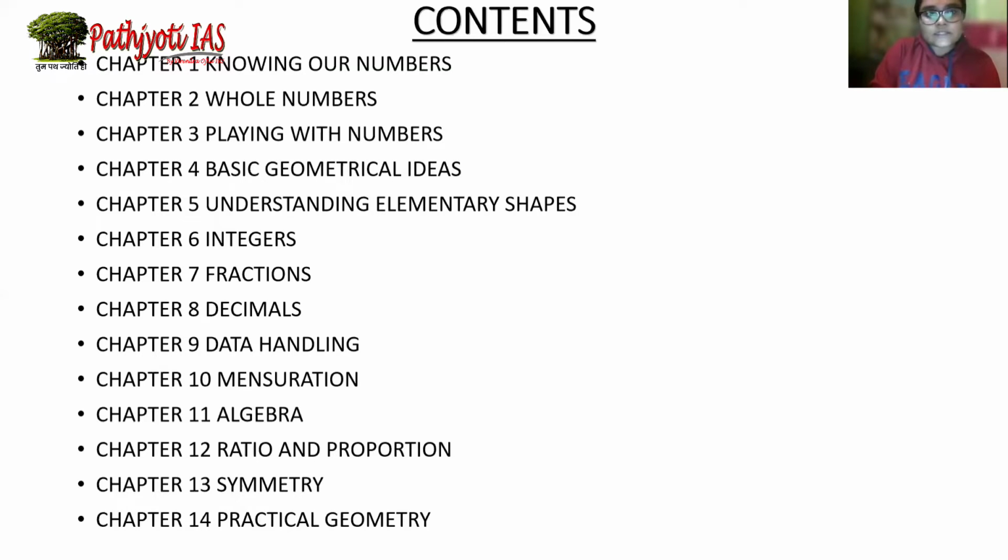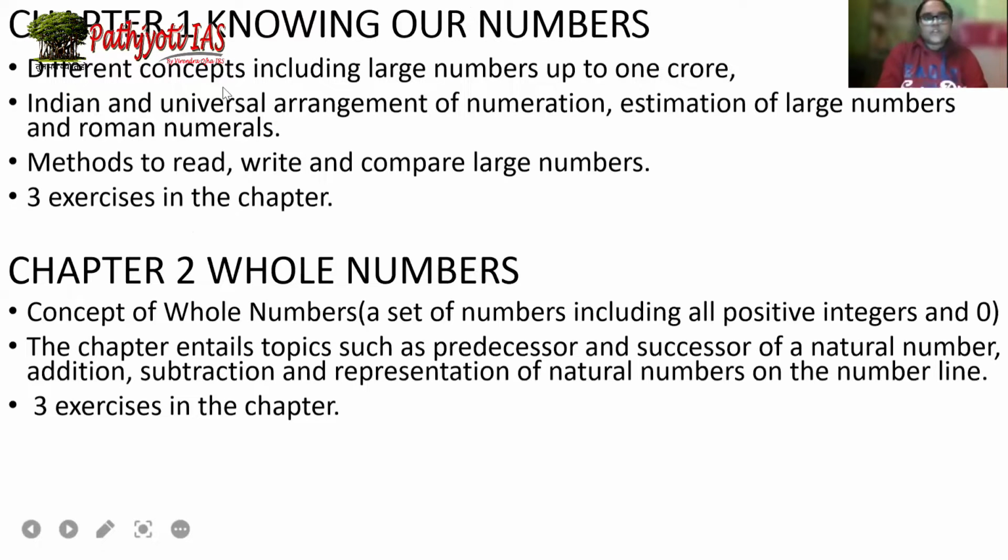Okay. So to go into a little more detail about chapter one, first, in this particular area, knowing our numbers, we will learn about large numbers, and then we'll also understand the Indian and the universal arrangement of numeration. So as we know, in the universal arrangement of numeration, there is a 3-digit split, like for million or billion, but in the Indian arrangement of numeration, there is a 3-digit split, and then we go forward with a 2-digit split. So that's how it moves. And thereafter it's also estimation of large numbers, Roman numbers, we'll know all of it. And then we'll also understand how to compare large numbers. Very basic concepts, but that's how it goes. And then this chapter has around three exercises.